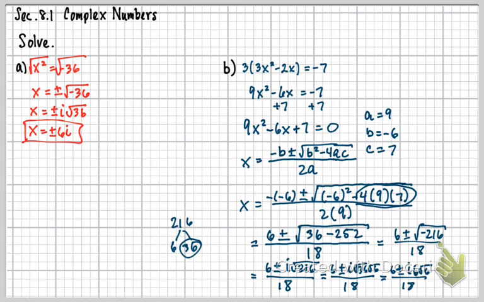Now again, I'm going back to that idea of, does anything go into all three of these terms? And hopefully you say, yes, it does. So for all three of those, I can actually pull a 6 out of them. Hopefully you caught that. So for our final answer, that's going to be a 1, because 6 goes into 6 one time, plus or minus, and 6 goes into this 6 one time, so it's going to be i square root 6 over, and 6 goes into 18 3 times. So there's our answer for the second one.